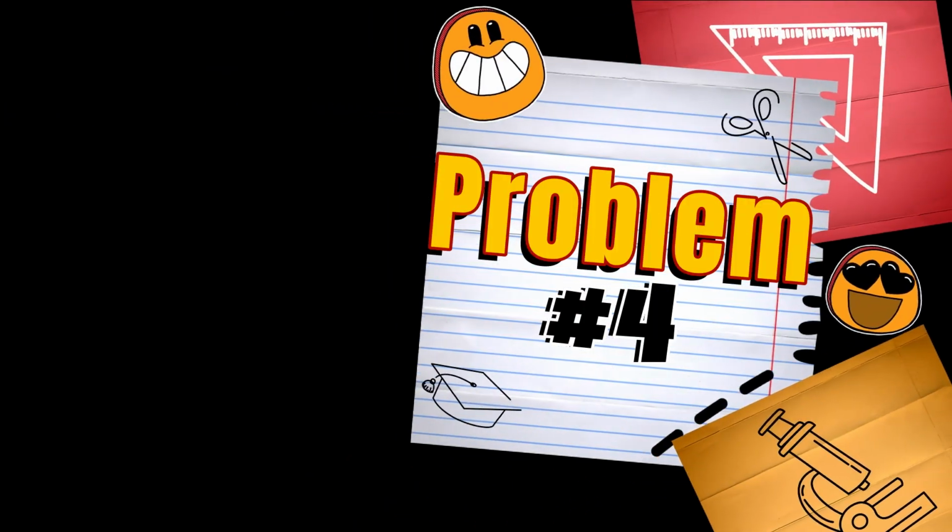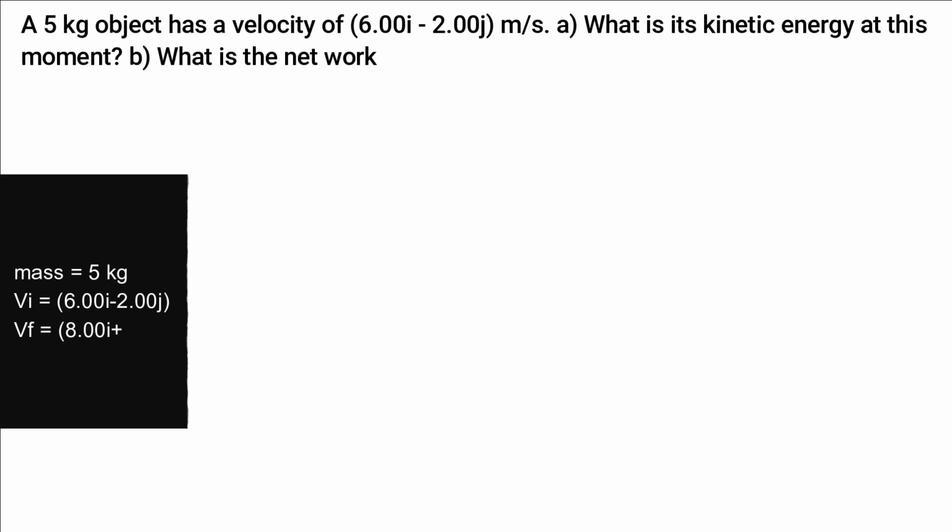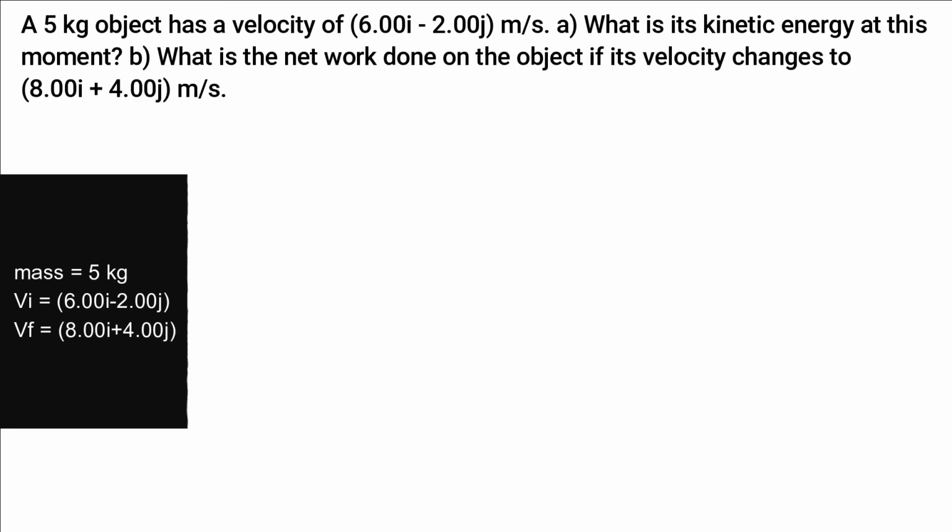A 5 kilogram object has a velocity of 6.00 i minus 2.00 j meters per second. What is its kinetic energy at this moment? What is the net work done on the object if its velocity changes to 8.00 i plus 4.00 j meters per second? I love this problem because it involves a little about everything.